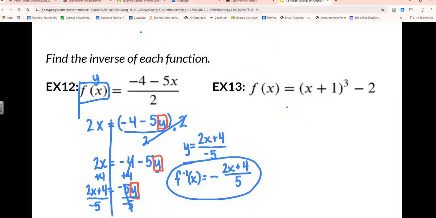Okay, questions? All right, I'm going to give you a hint on number 13, and I want you to try that by yourself. This one has a cube in it. How do we undo a cube?